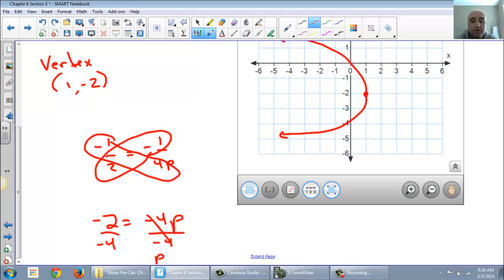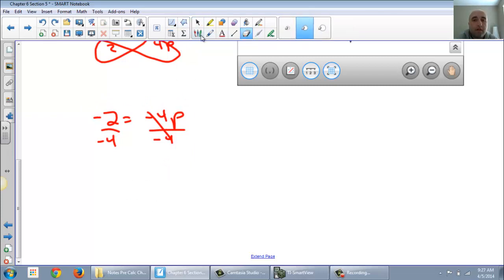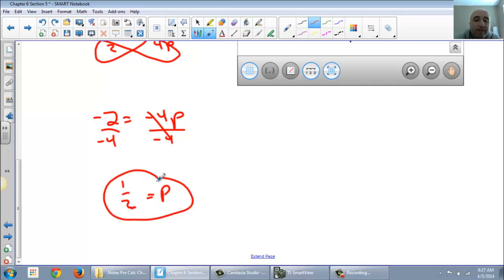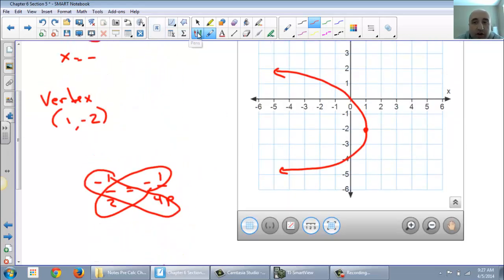P is equal to, what's p equal to? Negative 2 over negative 4 is equal to, P is equal to negative 2 divided by negative 4, which is 1/2. So that is how far the focus is going to be away from the vertex and the directrix line. So it's only going to be 1/2, so it's a little bit harder.